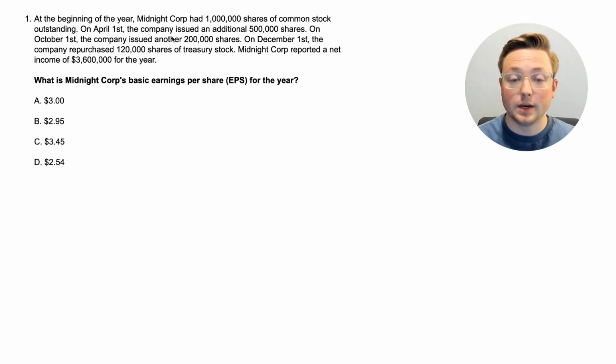At the beginning of the year, Midnight Corp had 1 million shares of common stock outstanding. On April 1st, the company issued an additional 500,000 shares. On October 1st, the company issued another 200,000 shares. On December 1st, the company repurchased 120,000 shares of treasury stock. Midnight Corp reported a net income of $3,600,000 for the year. So again, with all that information, we need to figure out the basic earnings per share for the year.